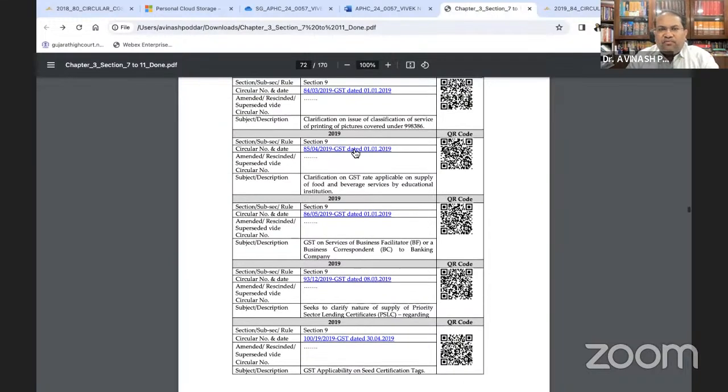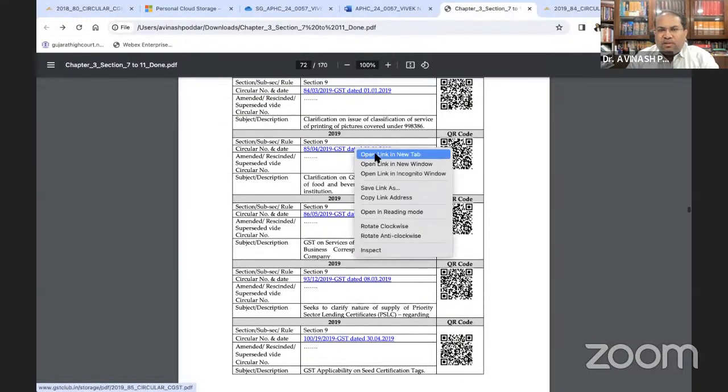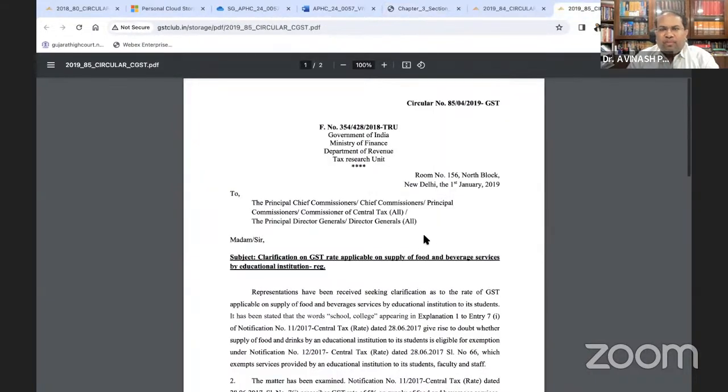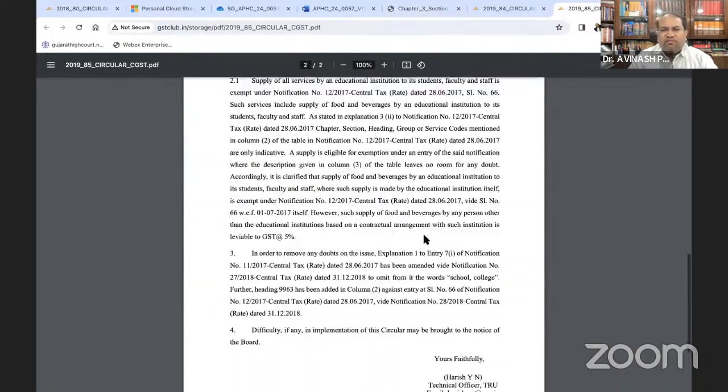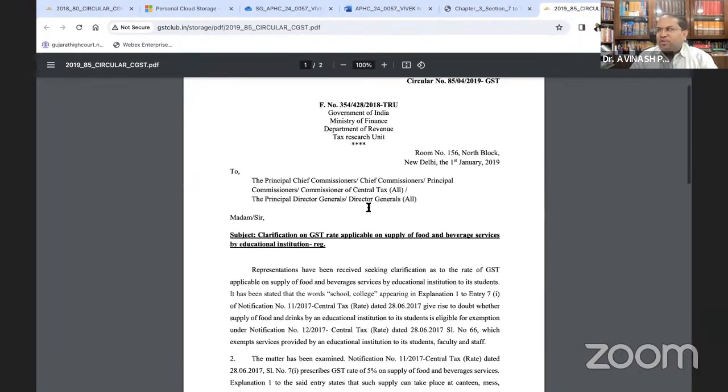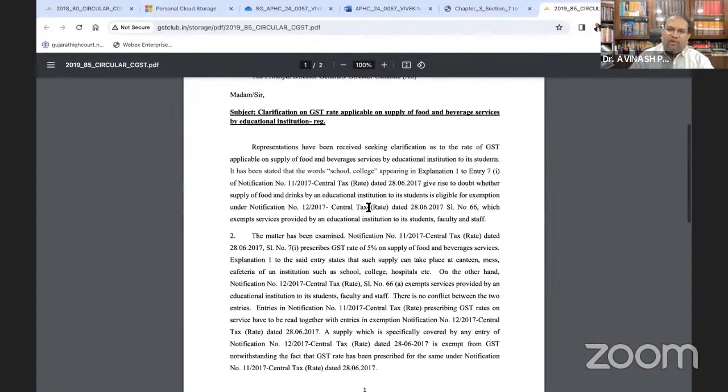We have covered 84. Let us see 85. Let us cover this 85 also for the time being, and then the rest we will cover tomorrow. It is again 1st January 2019, circular number 85.